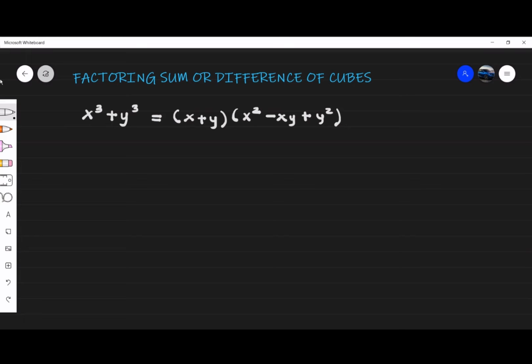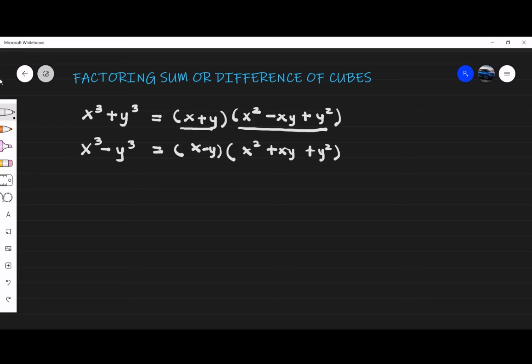Or, let's say we have x cubed minus y cubed. So, the first is addition, the second is subtraction of cubes, or difference of cubes. This can also be expressed as a product of a binomial, with two terms, and a trinomial, with three terms. So, this is equivalent to x minus y times x squared plus xy plus y squared.